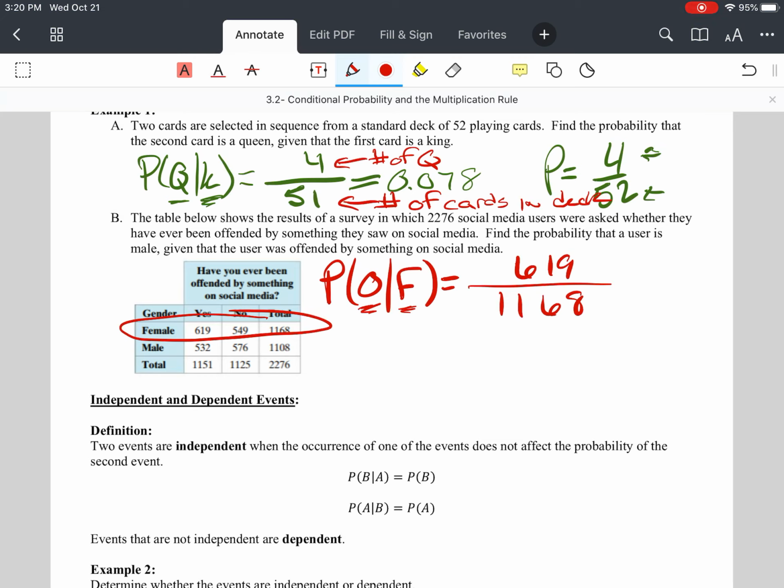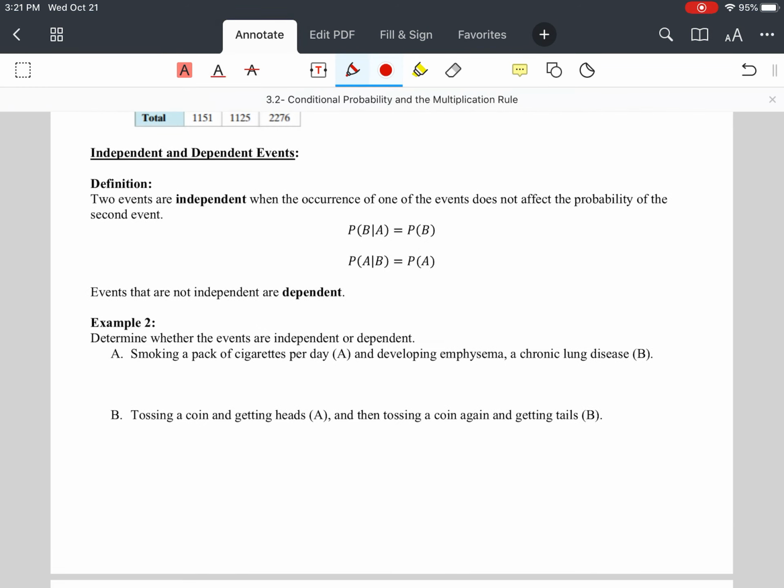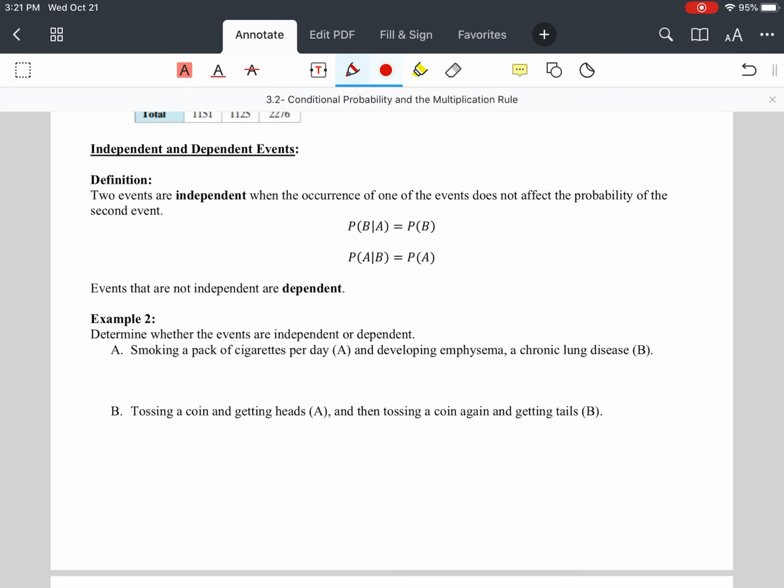Okay, so using your calculator here, you can simply divide them out. So 619 divided by 1,168 gives you about 0.530, or about 53% of those who were women were offended. Okay, all right. So now to move on, we're going to talk about the difference between independent and dependent.